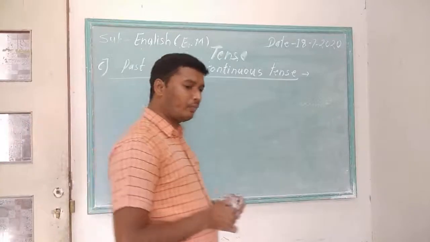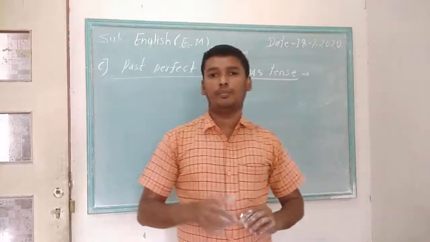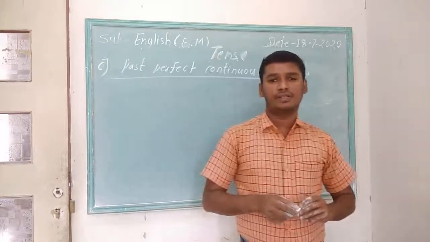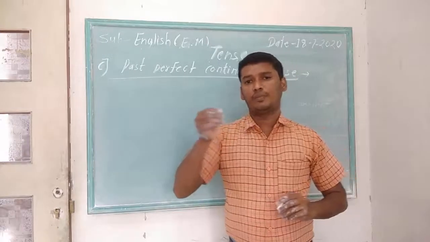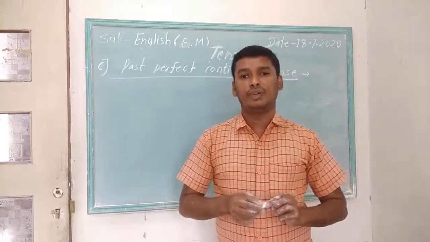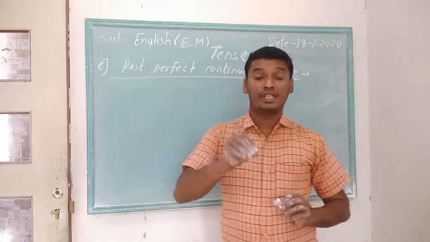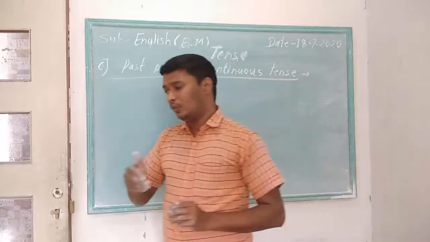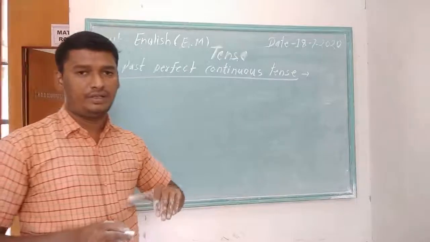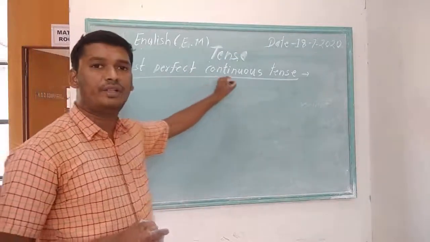What is the structure of past perfect continuous? If you remember the structure of present perfect continuous tense, look what it was: yes plus have or has plus been plus V1 plus ing plus O. We have to just replace have or has with had to write the structure of past perfect continuous tense.